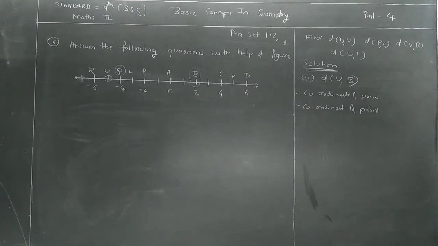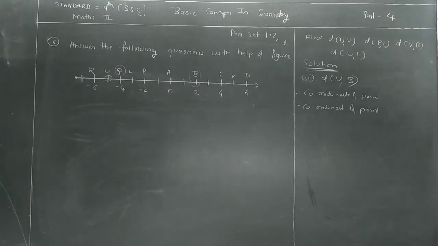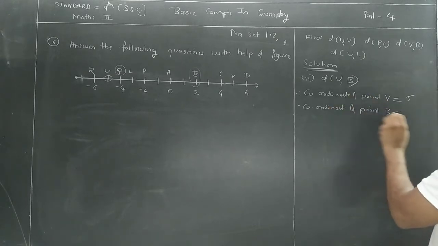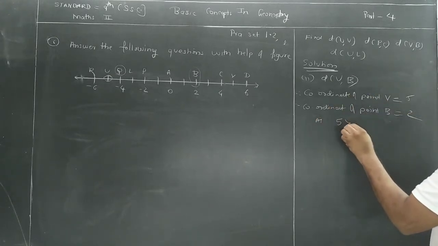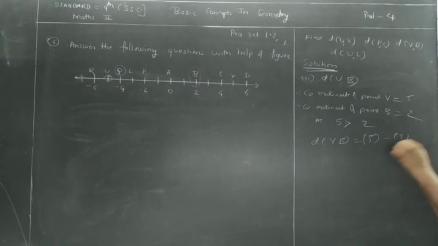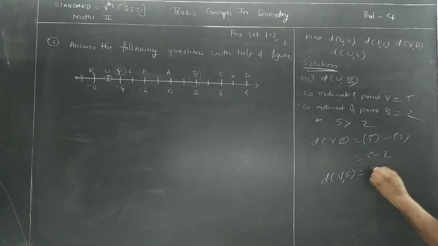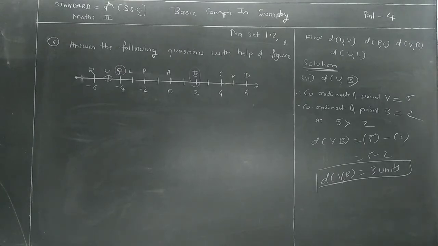Now distance VB. So students, please do one thing, try these two questions and then continue with my video. Pause and solve first. The coordinate of point V is 5 and the coordinate of point B is 2. As 5 is greater than 2, distance VB is equal to 5 minus 2. Distance VB is equal to 3 units. Copy down this.